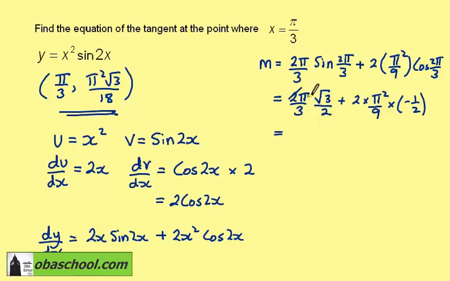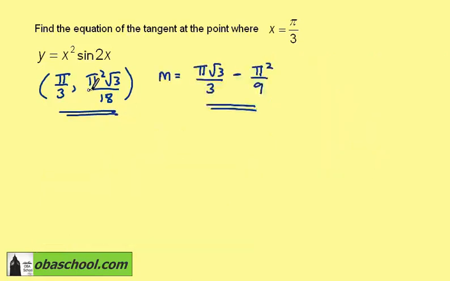So tidying, these 2's cancel, and we get π root 3 over 3. The 2's cancel here, and so we get minus π squared by 9. This is the gradient of our tangent. We have the gradient and a point, so we can use y equals mx plus c to find the value of c.